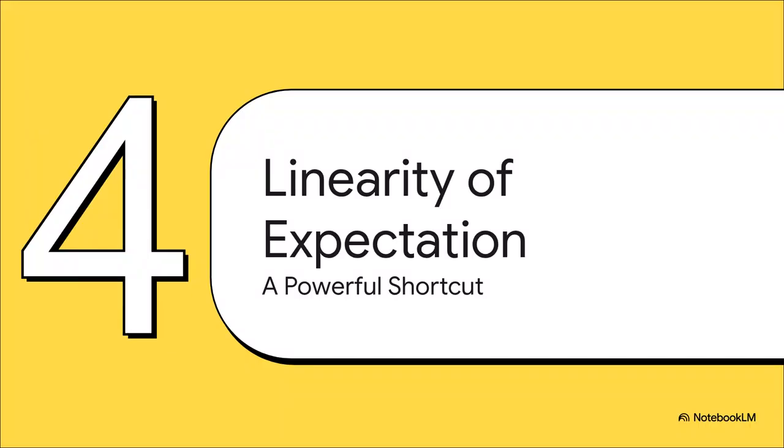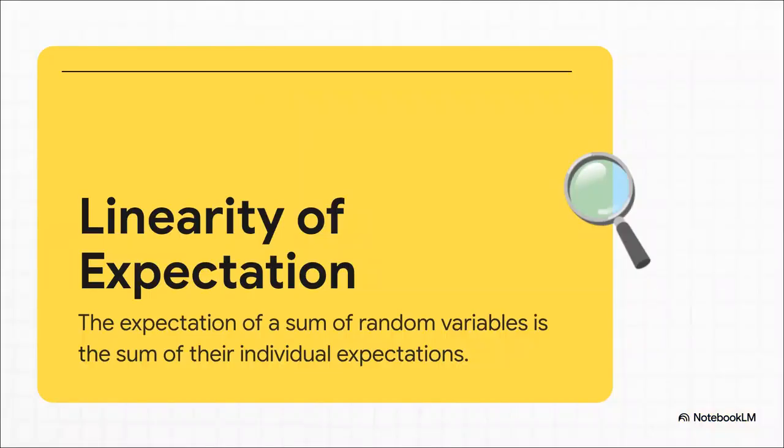Okay, we have our basic tools, but now it is time to unlock a genuine superpower. This is the secret that lets us solve incredibly complex problems with surprising ease. It's called the linearity of expectation. So, the crucial point is this. If you have a bunch of random variables, the expected value of their total sum is just the sum of each of their individual expected values.